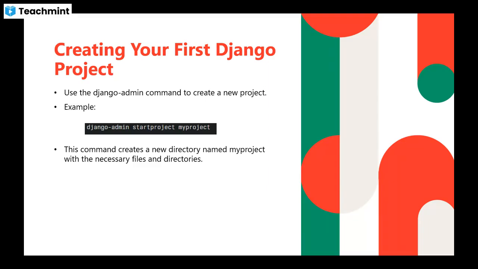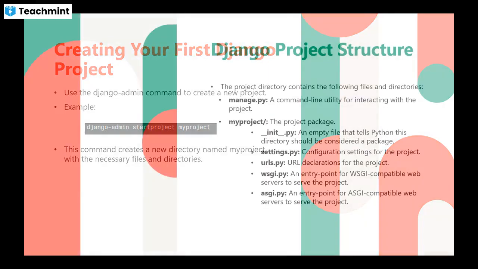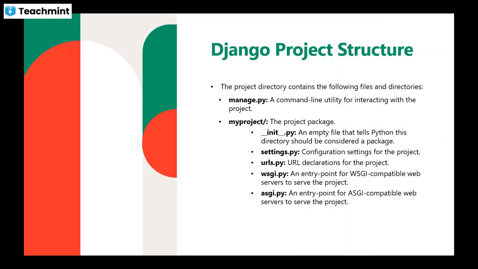So this is the Django project structure. In the created Django project, you have the manage.py file. This file acts as a command line utility for interacting with the project. Using this file we'll run commands so that we can interact with our project. And then we have the myproject subfolder. In that subfolder we have different types of files.